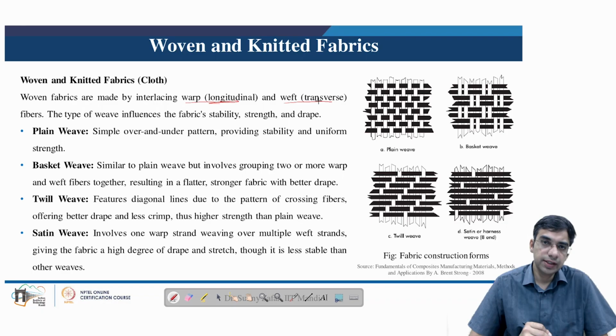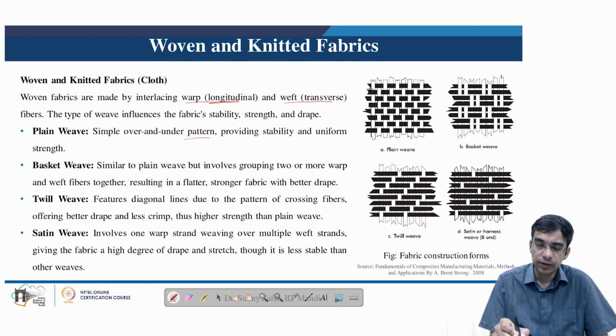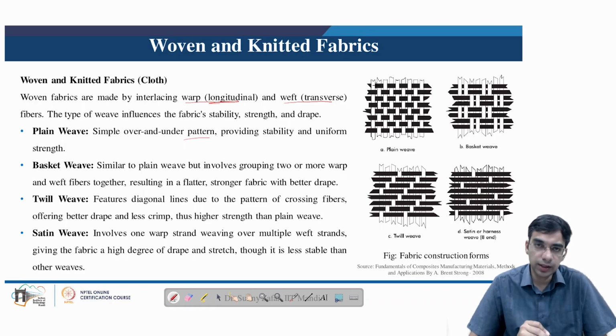So based on this discussion, there are several types of weaves, but some of the popular weaves which are used in several industrial products include plain weave, basket weave, twill weave and satin weave. This is not the complete list, but some of the popular ones. Plain weave is basically a simple weave in which an over and under pattern is utilized. Here we can see the same fiber going one time over the perpendicular fiber and one time going under the perpendicular fiber. Plain weave is known to provide stability and uniform strength.